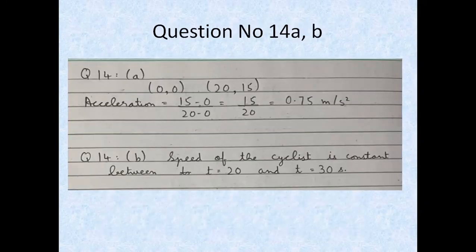So I've taken 2 points, (0, 0) and (20, 15). And you can apply the formula of the gradient, that is y2 minus y1 divided by x2 minus x1, and that will be 15 minus 0 divided by 20 minus 0. So you will have 15 by 20, and that will be 0.75 meter per second square.